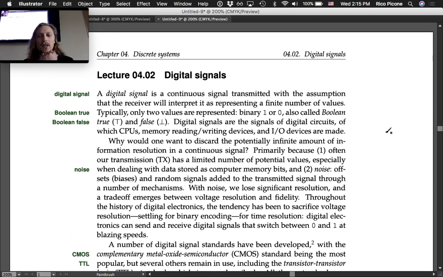Next week we'll talk about how to sample a continuous signal and turn it into a digital signal, discretization. But for now, we'll just talk about analog signals and digital signals. We'll talk about how to go from one to the other next week.